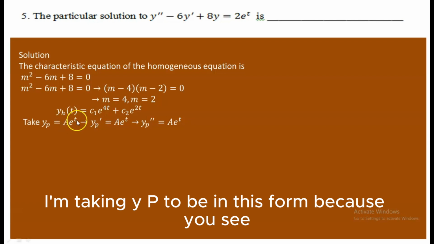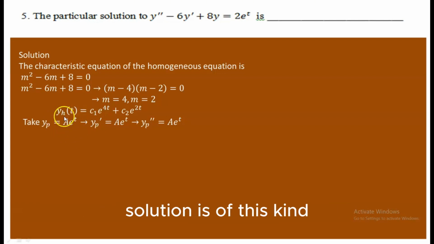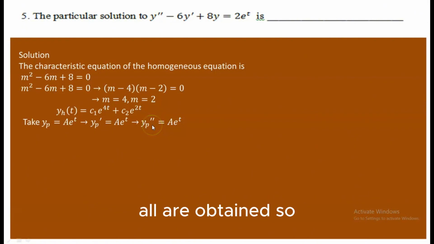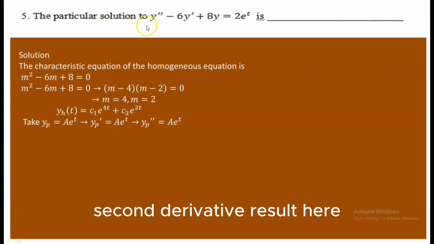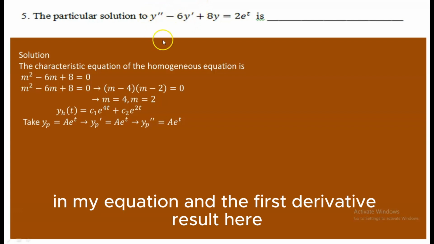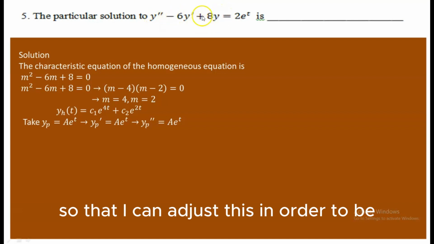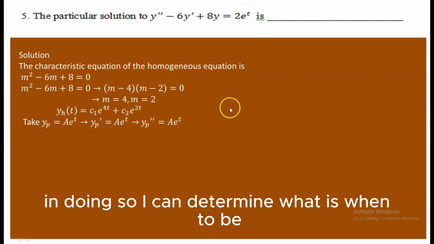I'm taking yp to be in this form because I'm claiming here that the particular solution is of this kind. So yp's first and second derivatives are all obtained, and now I can put the second derivative result here in my equation, and the first derivative result here also, and you see my yp here, so that I can adjust this in order to get the right side equal to 2 times e to the power of t. In doing so, I can determine what A is going to be.